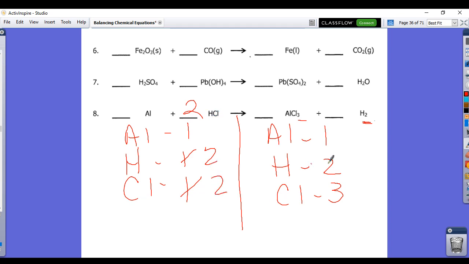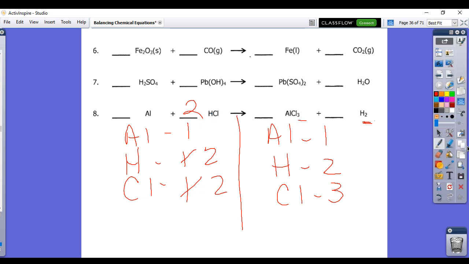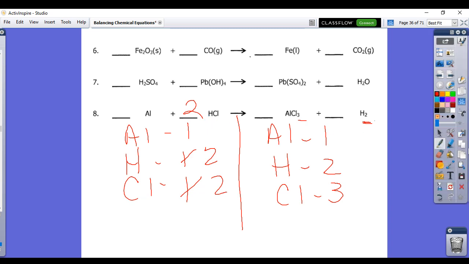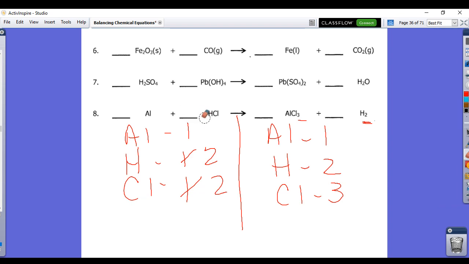But that still doesn't work for the chlorines. So you just have to keep moving to the next number. I can try 3 to see if that would work. I could try 4. I could try 5. And then I can try 6. And 6 is actually your answer. You just have to go one by one. So I'm going to put a 6 here so you can see.